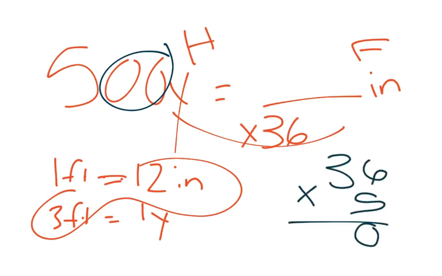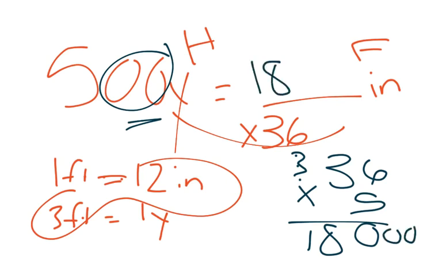5 times 6 is 30. 5 times 3 is 15, 16, 17, 18. But I'm not done. I have 2 more zeros to add. So I'm going to have 18,000. I'm just going to check that math because I would hate if I did something wrong and it was posted on YouTube. Yes, okay, 18,000.